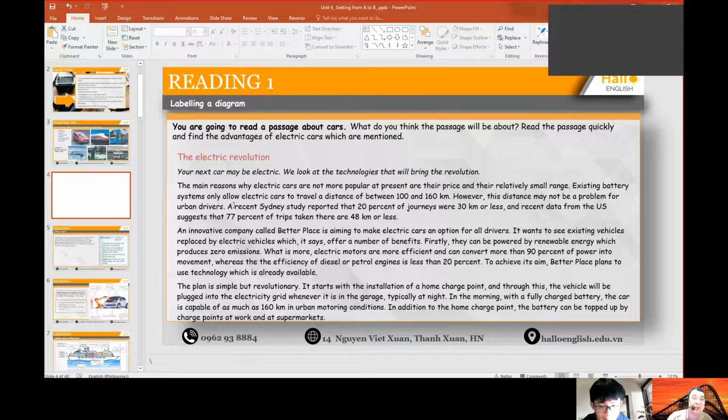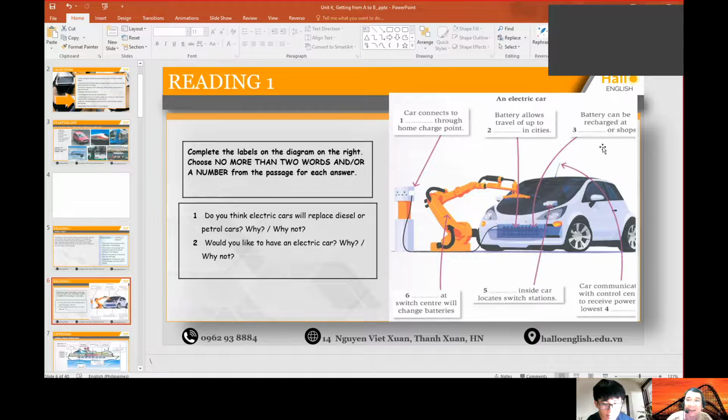Existing battery systems only allow electric cars to travel a distance of between 100 and 160 kilometers. That means it is between 100 to 160. It could be 110, 130, 140, 150 to 160, but not exactly 160 kilometers.